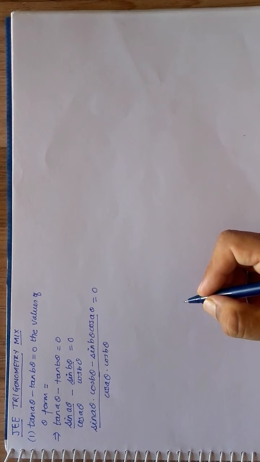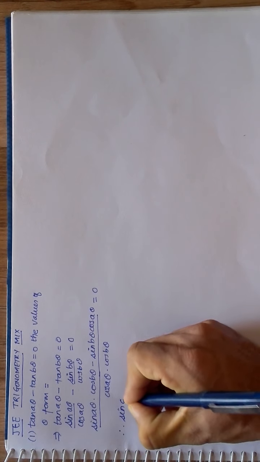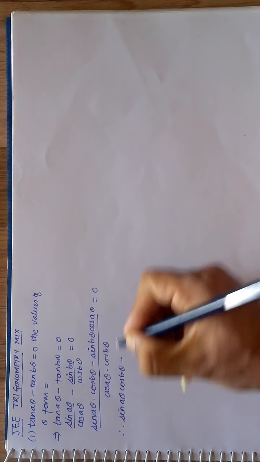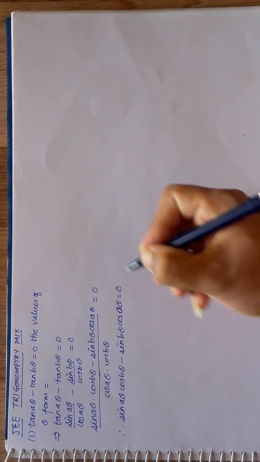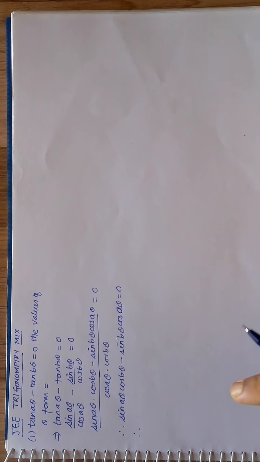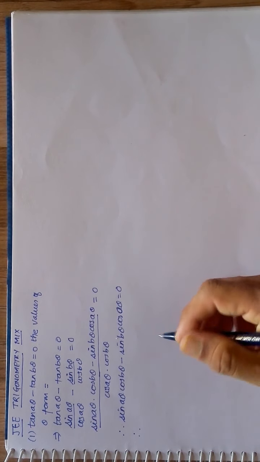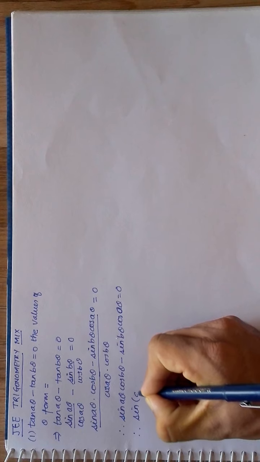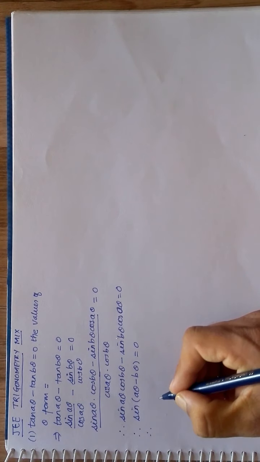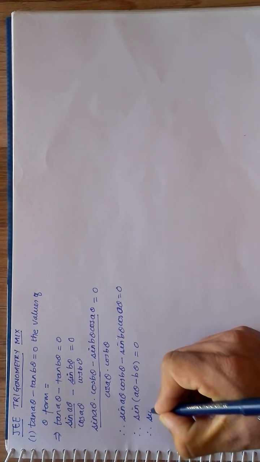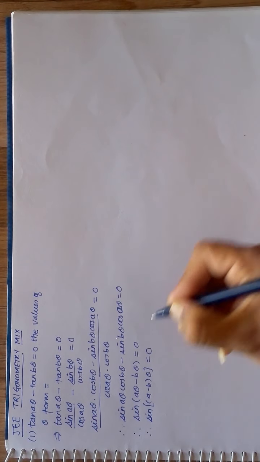Now for the right side to be 0, it is mandatory that sin Aθ cos Bθ minus sin Bθ cos Aθ must be equal to 0. If you observe, this is the sin A cos B minus cos A sin B formula, that is sin(A minus B), that is Aθ minus Bθ, which is equal to 0. If you take θ common, it will look like this: sin((A minus B)θ) is equal to 0.